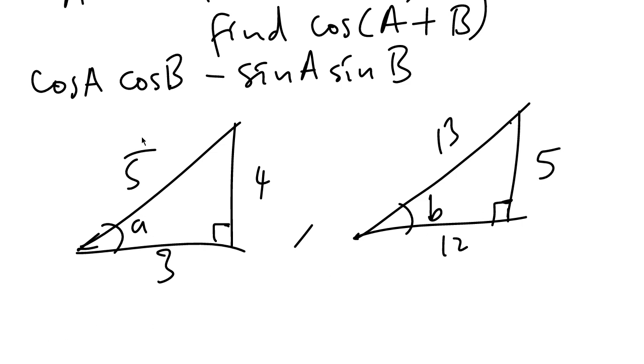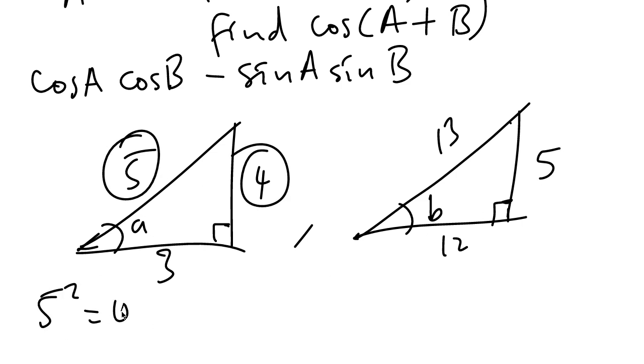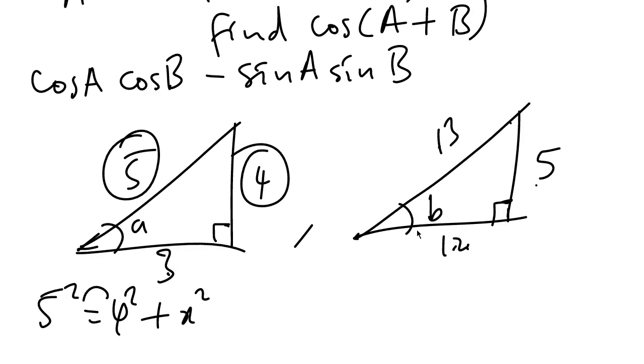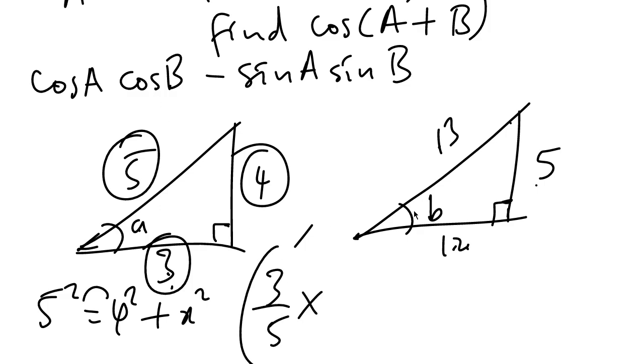I hope you are not lost, because in the case of 5 and 4, you have that 5 squared is equal to 4 squared plus x squared, and 5 squared minus 4 squared is what? Is 9. Square root of 9 is 3, and in this case 13 squared minus 12 squared is what? 25. Square root of 25 is what? 5. That's how this side came about. So with this, we then substitute into the formula that says cos A cos B minus sine A sine B. So what is cos A? Cos A is going to be 3 over 5 because this is adjacent to A.